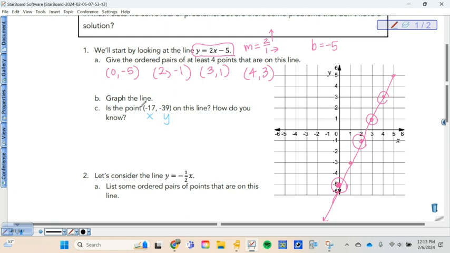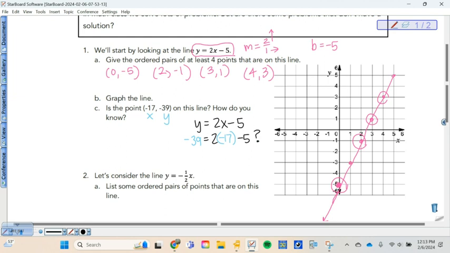Yeah. So let's do this. We're gonna take that equation. Please put your phone away. y equals 2x minus 5, and I am going to test this point. That means I'm going to plug in -17 for x and -39 for y. Why did I put the -17 in parentheses but not the -39? Because I'm multiplying by that 2.